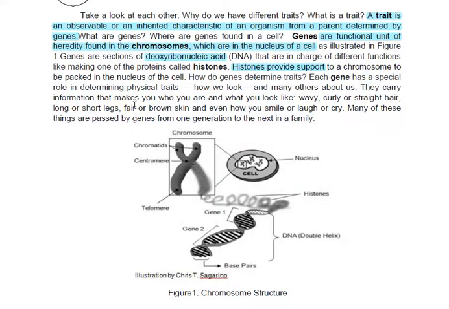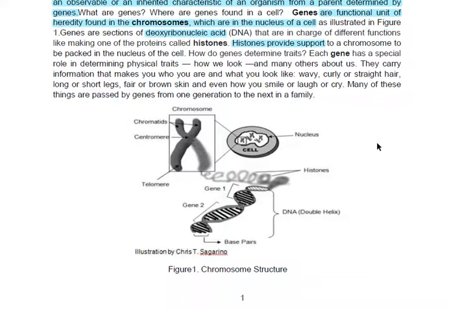Now, these things or the genes, they are passed from one generation to the next in a family. So, for example, kulot ang mama, kulot pod ang anak. Mapasa-pasa siya. So, in this figure, in Figure 1, you will see the chromosome structure. So, if this is the cell, this is the nucleus. Sa sulod sa nucleus naa ang chromosome.